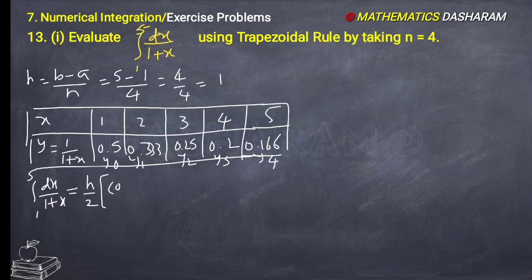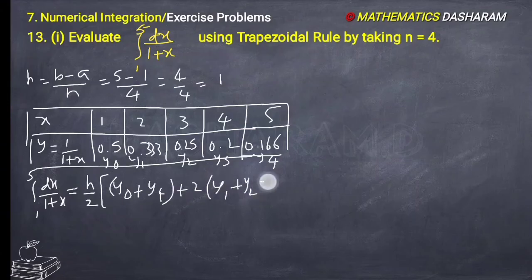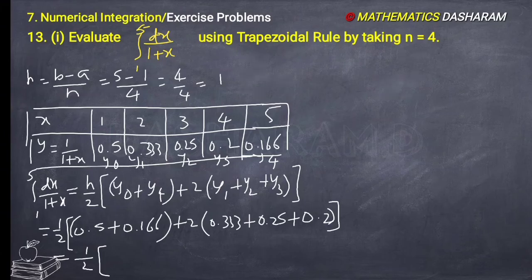Let's write the formula first. y0 plus y4 plus 2 into sum of remaining ordinates, y1 plus y2 plus y3. So then it is equal to, substitute the values. 0.5 plus 0.166 is 0.666 plus 2 into addition of these three decimal numbers is 0.783.